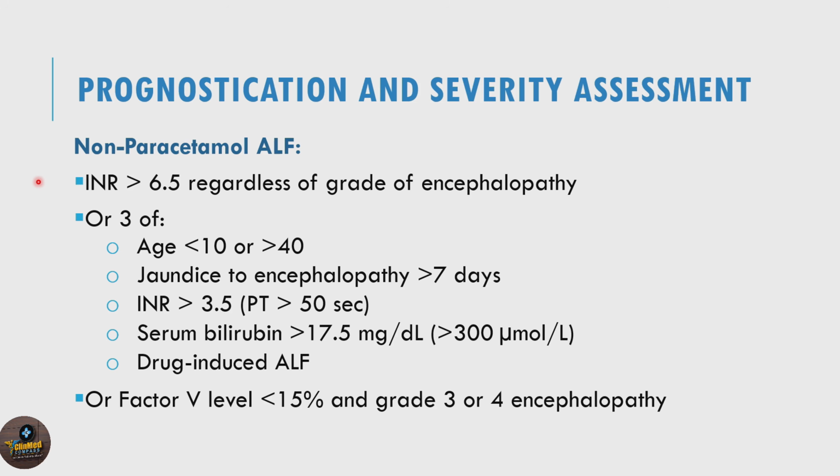grade of encephalopathy, or if 3 or more of the following are present: age less than 10 or greater than 40, time from jaundice to encephalopathy exceeds 7 days, INR greater than 3.5, serum bilirubin over 7.5 milligrams per deciliter, and drug-induced acute liver failure, or factor V level is under 15% with grade 3 or 4 encephalopathy.